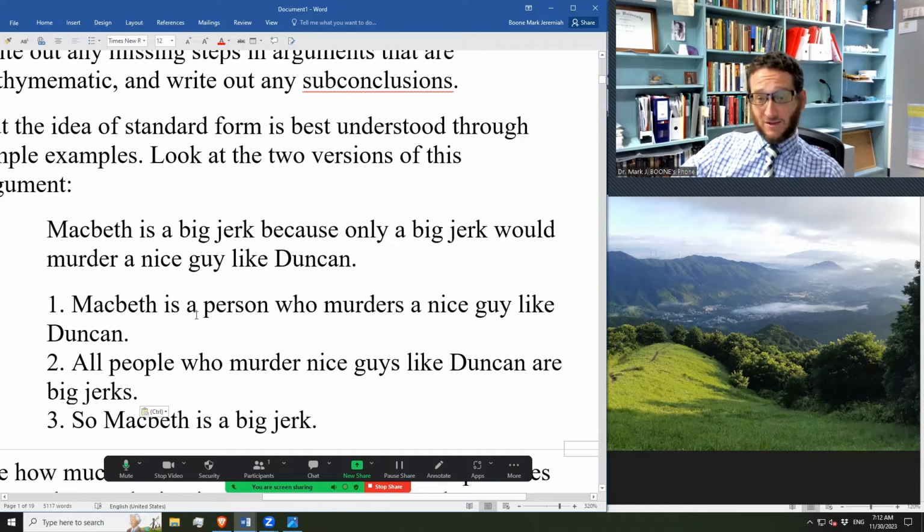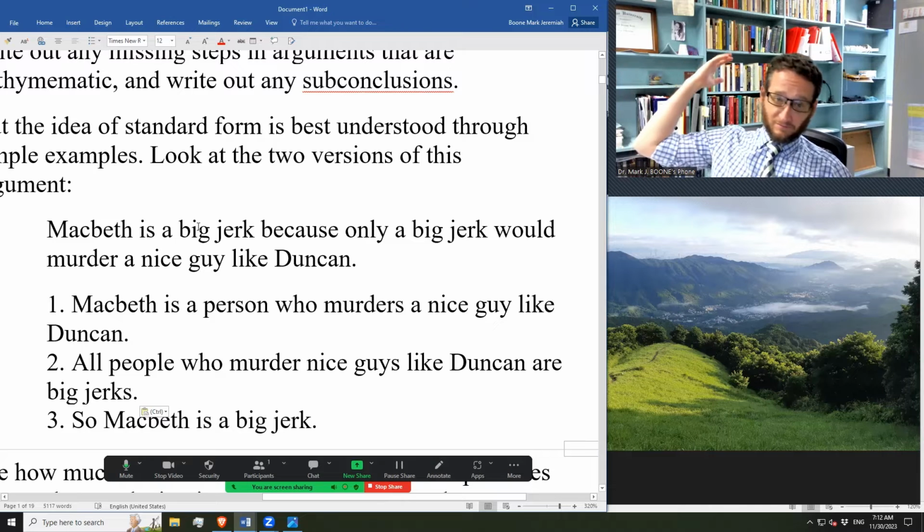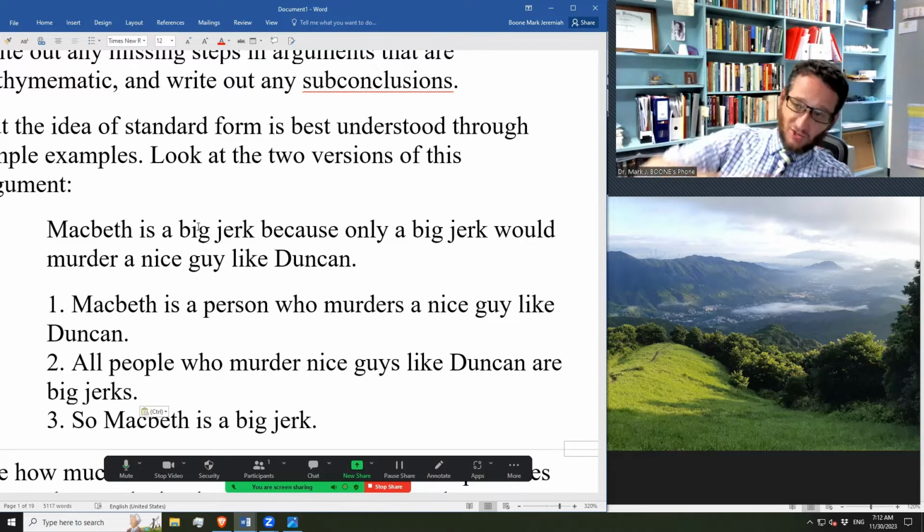This is actually not the normal convention. So this is close enough to standard form for today. But on another day, we would actually learn that the original way was better. Not necessarily better in every way. It's easier to think in these ways. Macbeth, people who murder nice guys like Duncan, people who are big jerks.